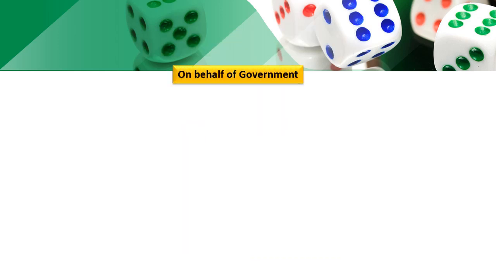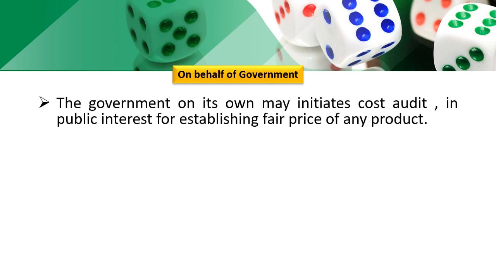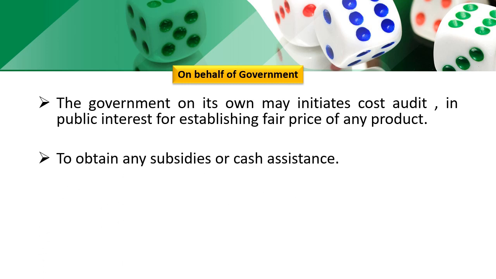The first is on behalf of government. The government on its own initiative may order cost audit in the public interest for establishing a fair price of any product. If the government feels that any product necessary for the public is being sold at unfair prices, in that case the government can look into the company and its costing records to judge whether the cost of production charged to the product has been properly and fairly determined or not. The government can also order the cost audit for companies that wish to obtain any subsidy or cash assistance. If any company wishes to obtain subsidy or cash assistance from the government, the government orders the cost audit to satisfy its conditions.